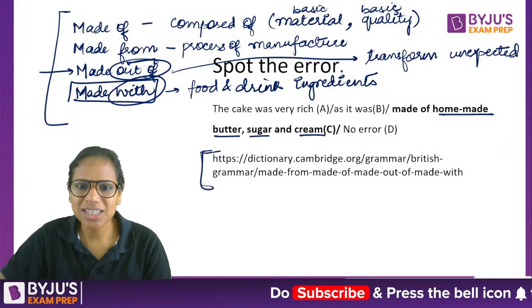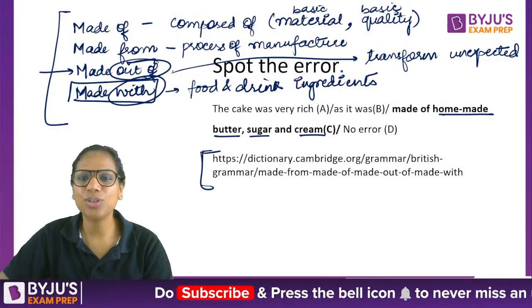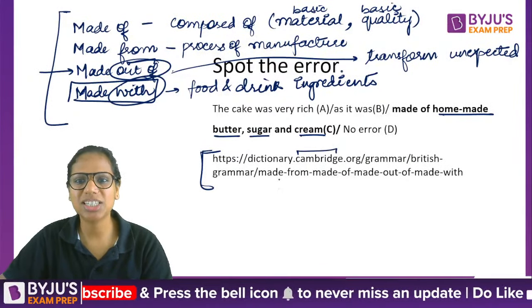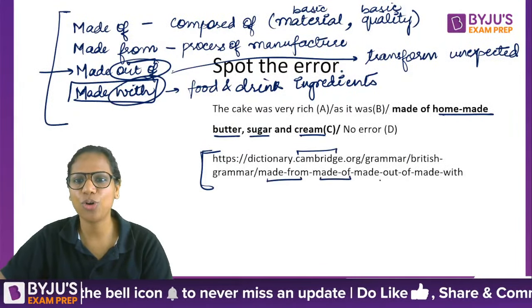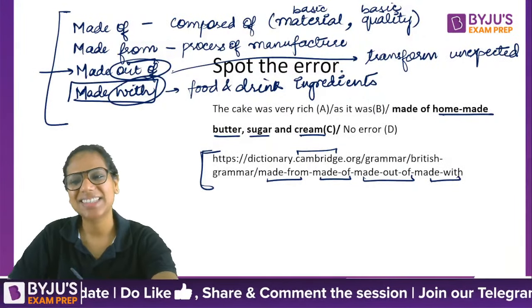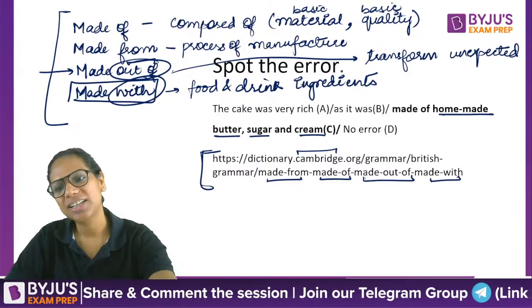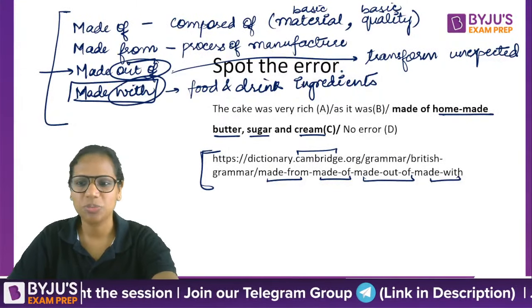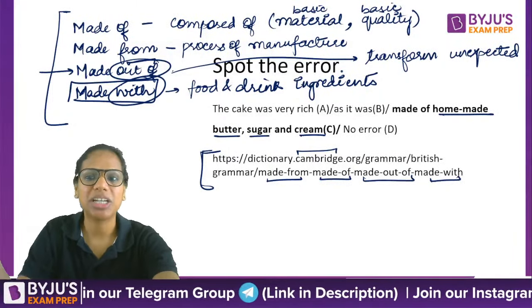Secondly, there is a very good link that I found. Cambridge Dictionary actually gives the distinction between all of these: made from, made of, made out of, made with. So that helped me. C is the answer here. Correct, Apurva. Recycling could be a case when we use made out of.